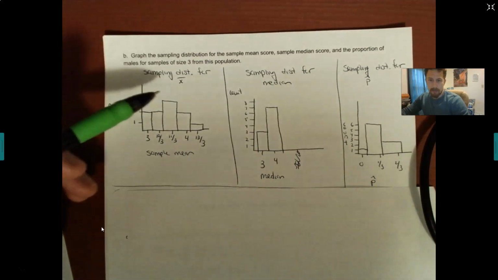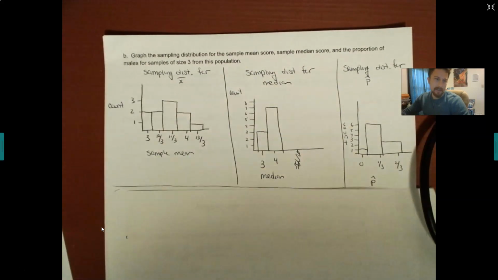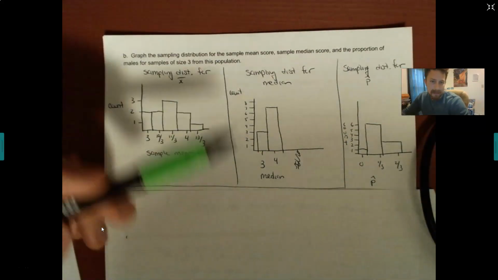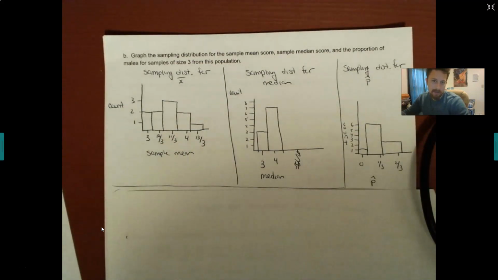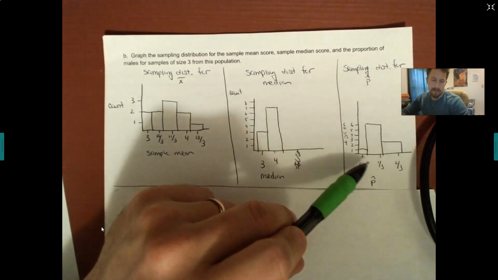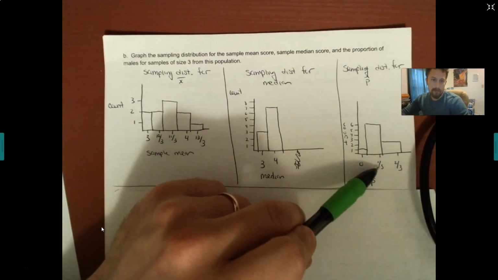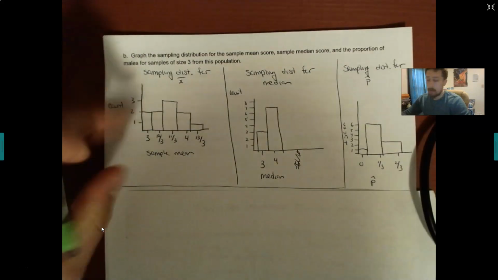So you can see this is somewhat bell-shaped. This right here is just 2 values, so this histogram doesn't show a whole lot. It's just really showing that there's a lot more 4s and 3s. And here, this is somewhat bell-shaped as well, with 1 third occurring as the mode.